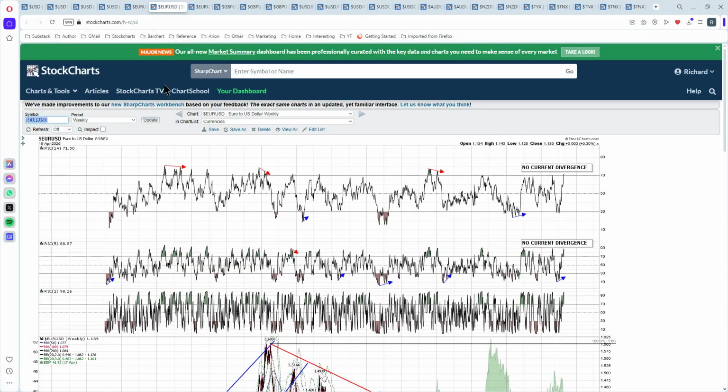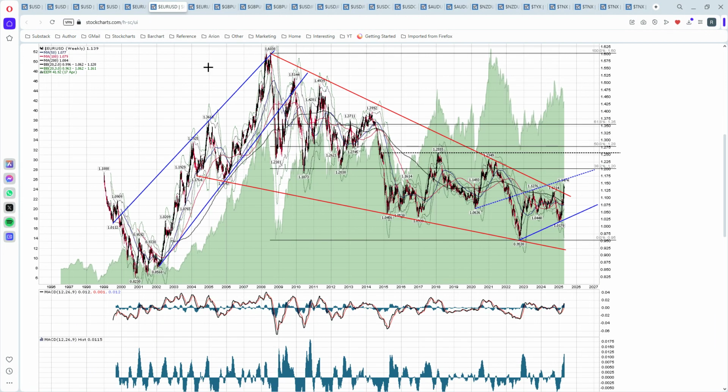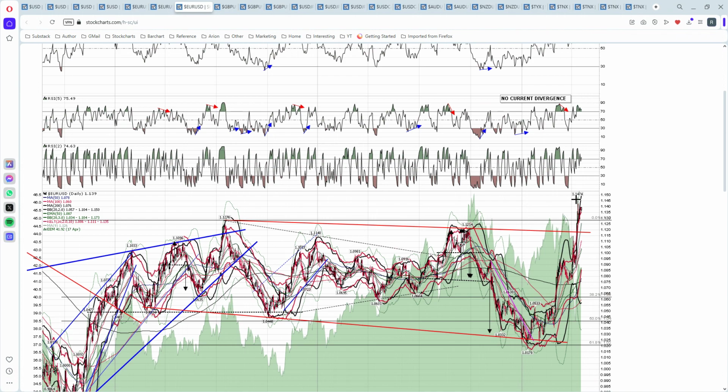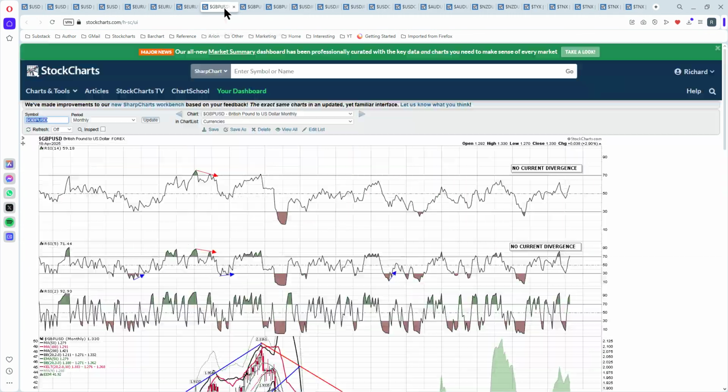In terms of the weekly chart, no current divergence. Same chart really. In terms of the daily chart, we've got an RSI 14 sell signal fixed, which hasn't quite failed. No current negative divergence apart from that. And obviously this whole thing here, which I'm seeing as a bull flag, has broken up into the new high, and we are seeing whether we might see a big reversal here. I think it is unlikely, but it is possible.